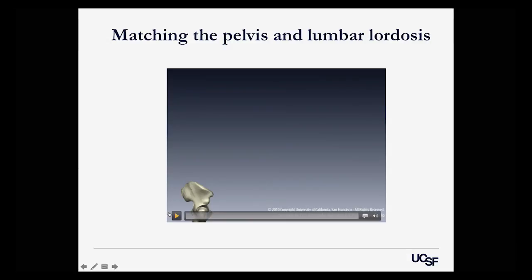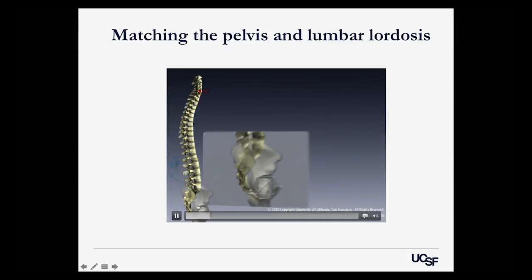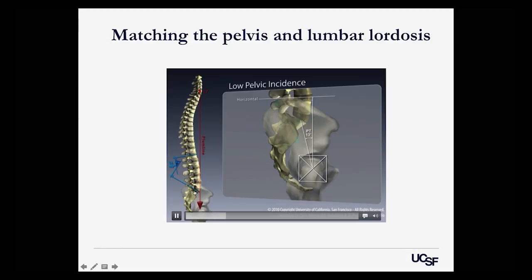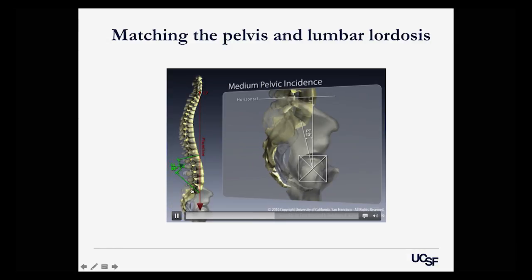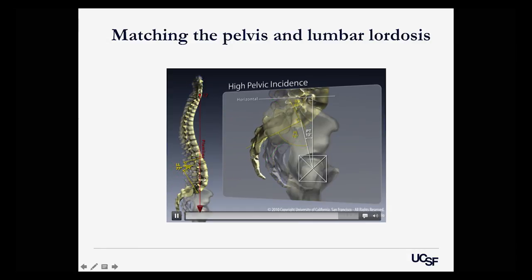This is demonstrated in this video that my department created, and it shows with a relatively low angle of the pelvis, you need not so much lordosis through your lower back. With more medium pelvic angle, you need more. And with a very steep pelvic angle, you actually need quite a bit of lordosis through your lower back to keep your head centered over your pelvis.